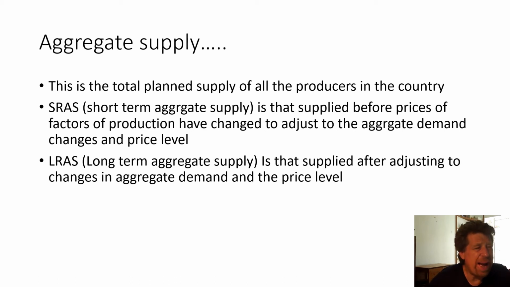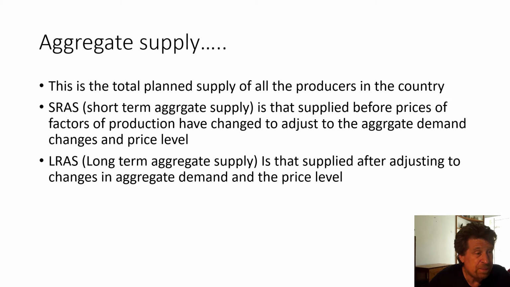Today I want to talk about aggregate supply. This is the total planned supply of all the producers in the country. So we've got everything, all goods and services, all private, public or third sector producers producing this supply. And this supply is categorized in two phases.